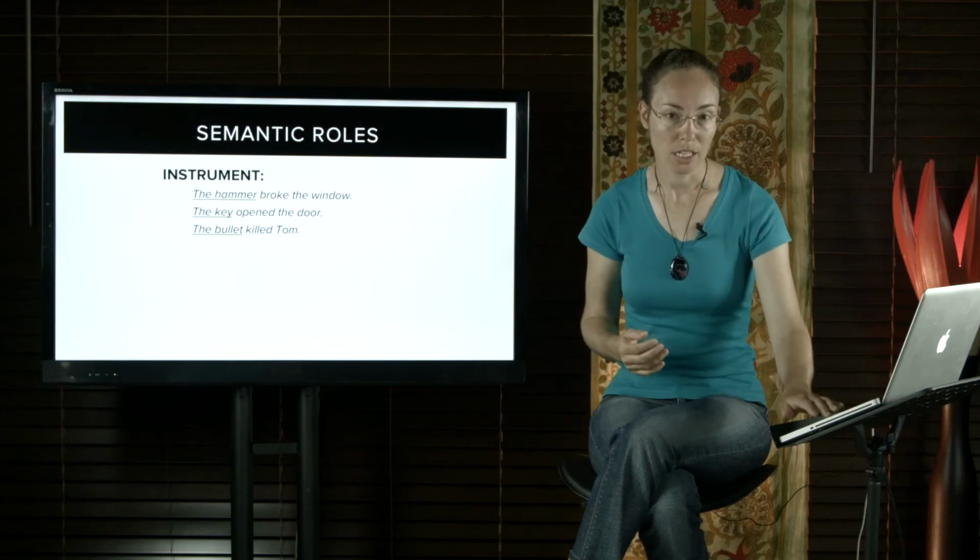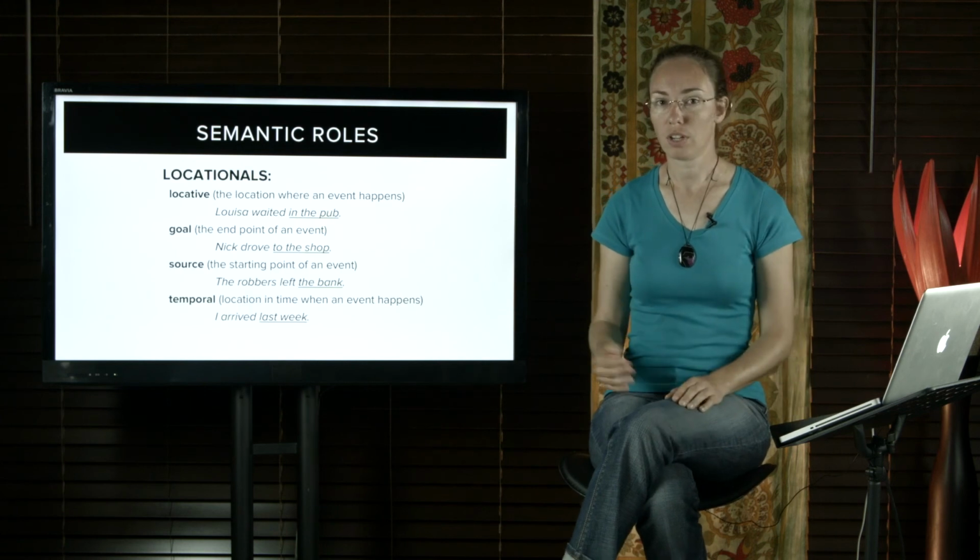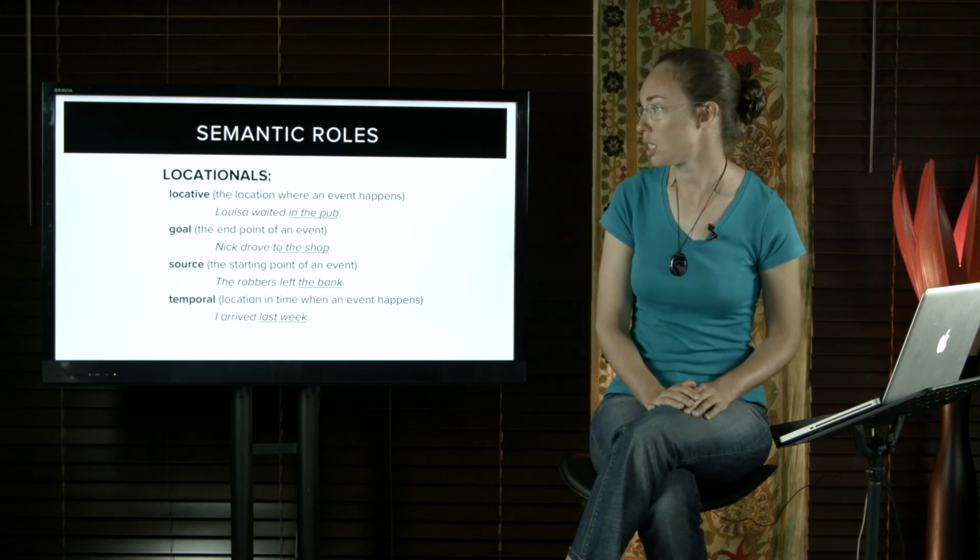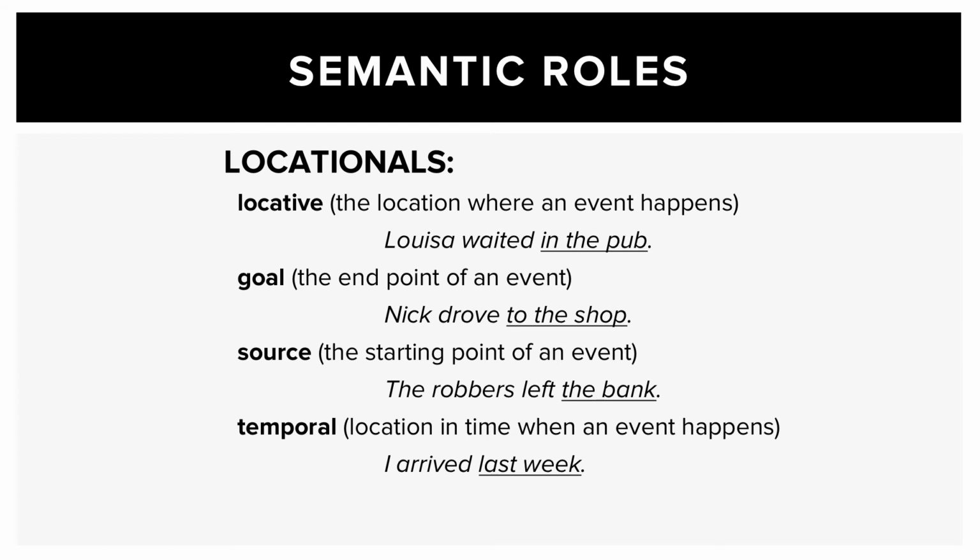Next we have locationals. There are several different locationals, and the four most important types are locative, so the location where an event happens. Louisa waited in the pub. Goal, which is the end point of an event, so Nick drove to the shop. Source, which is the starting point of an event. The robbers left the bank.